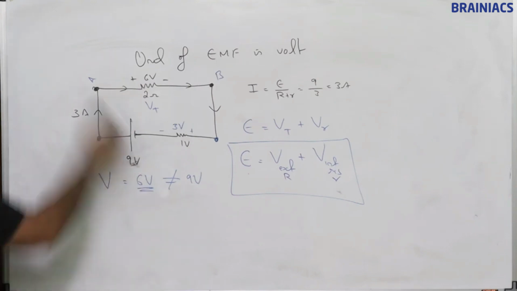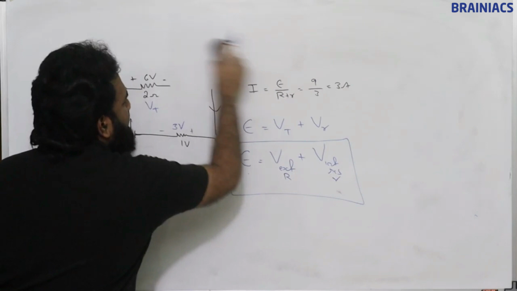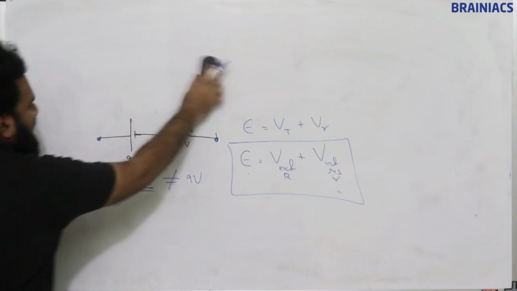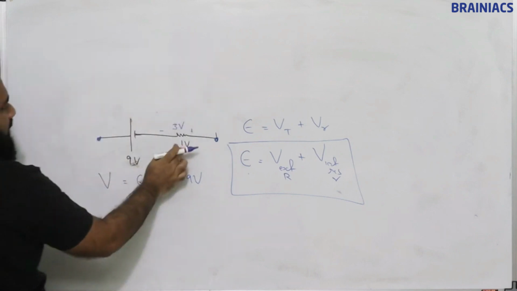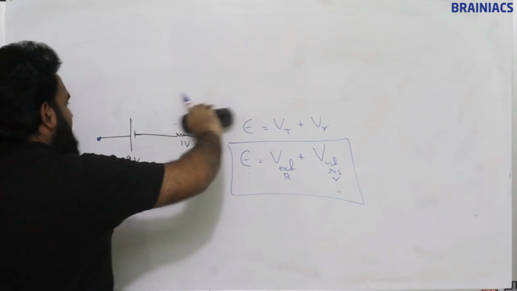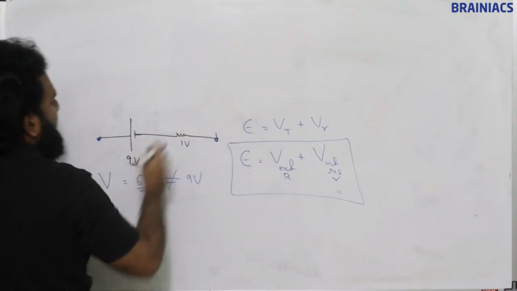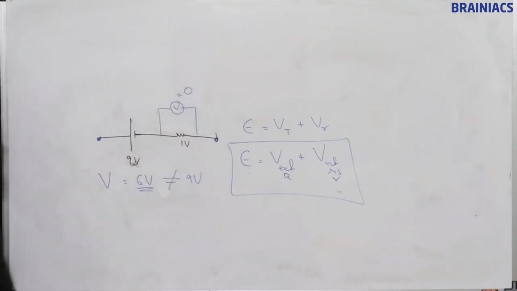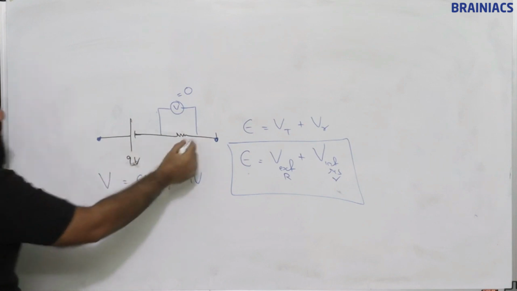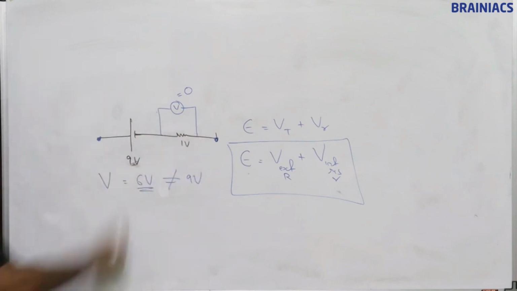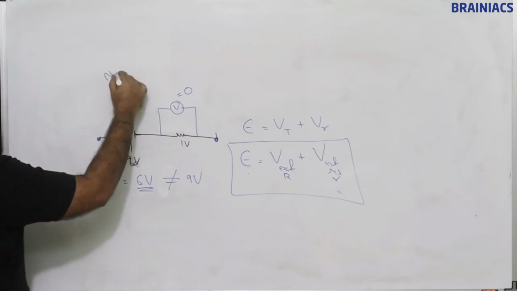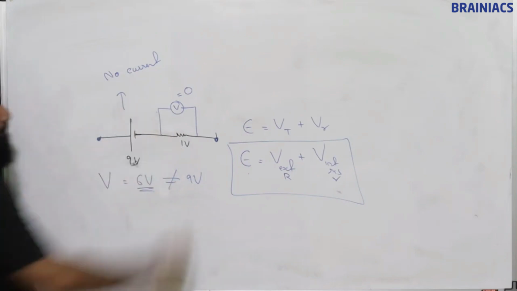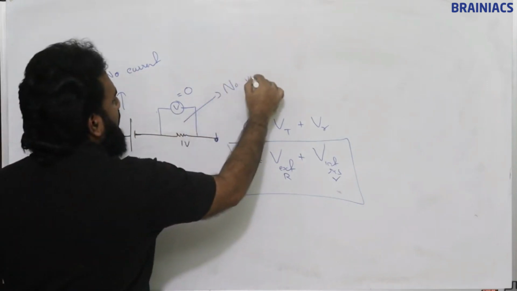Now suppose we remove this connection and measure the voltage here using any voltmeter, this will show 0. No current is flowing in the circuit, correct? No current, so no voltage drop here.